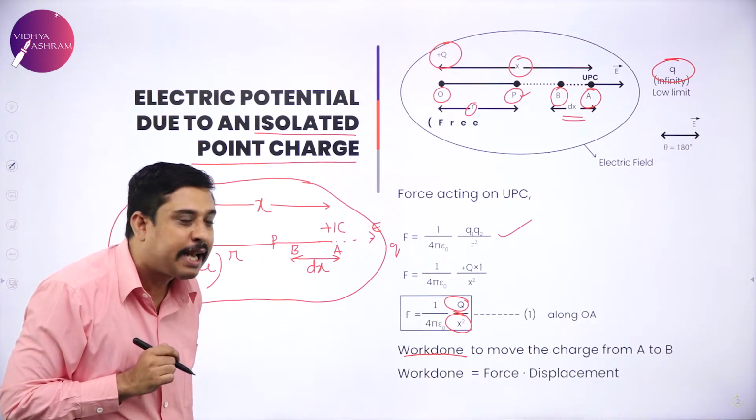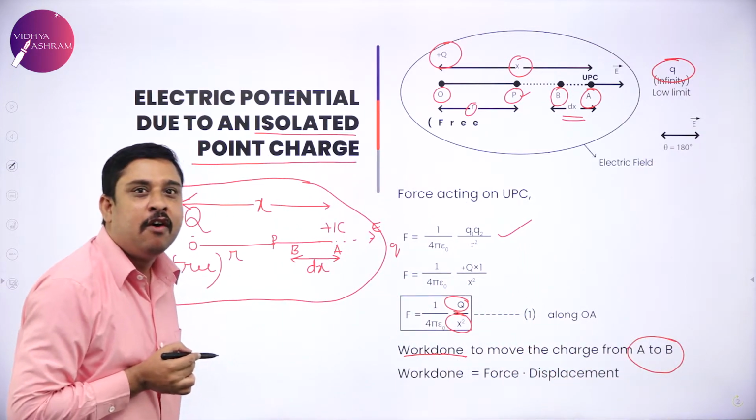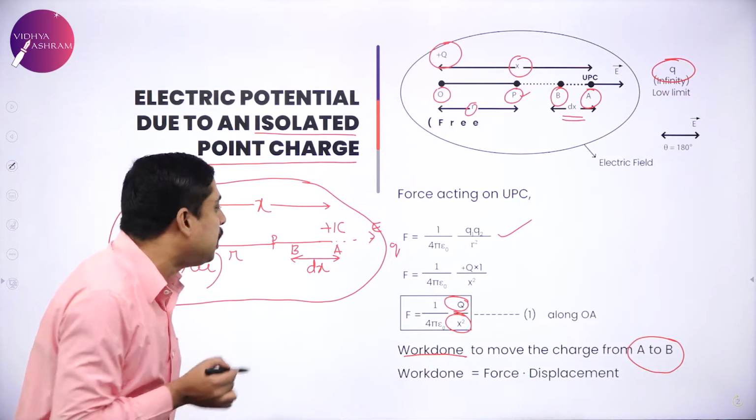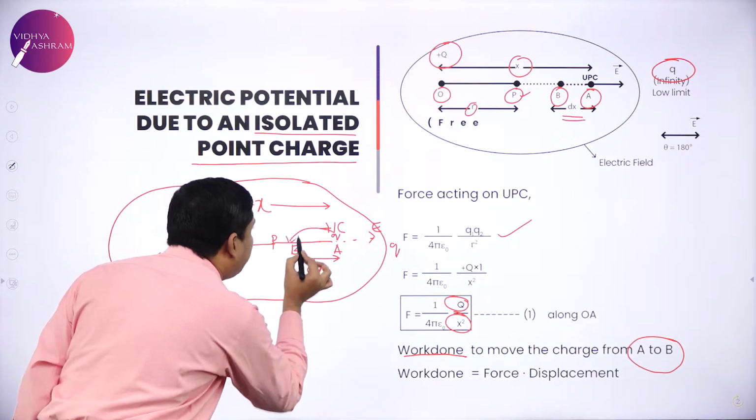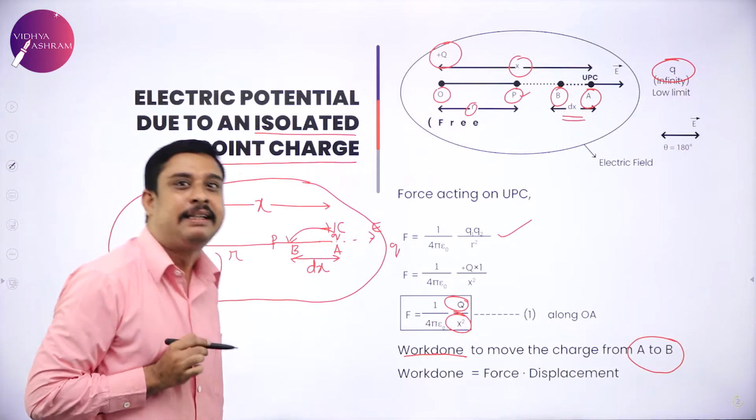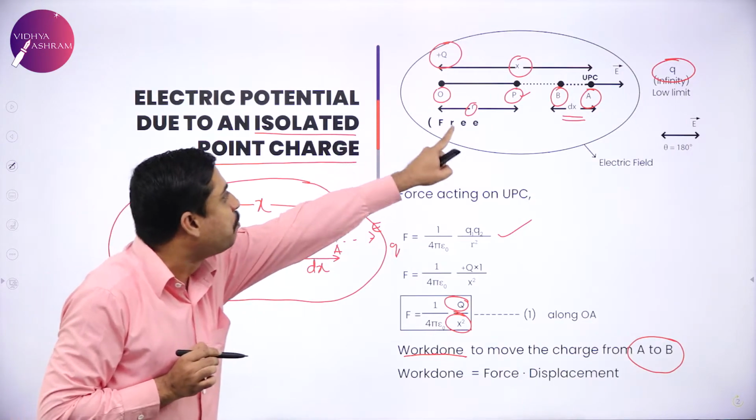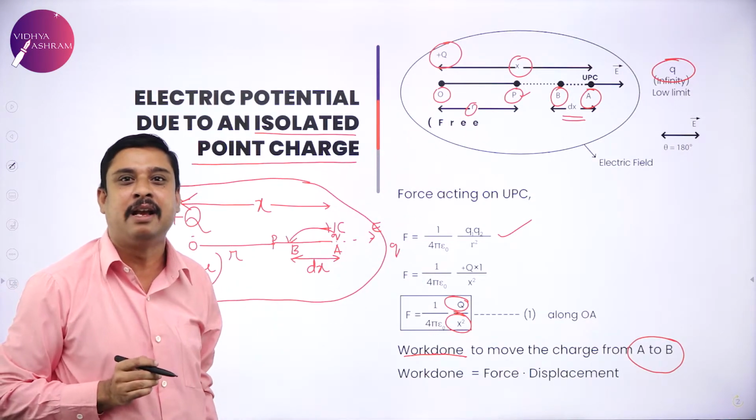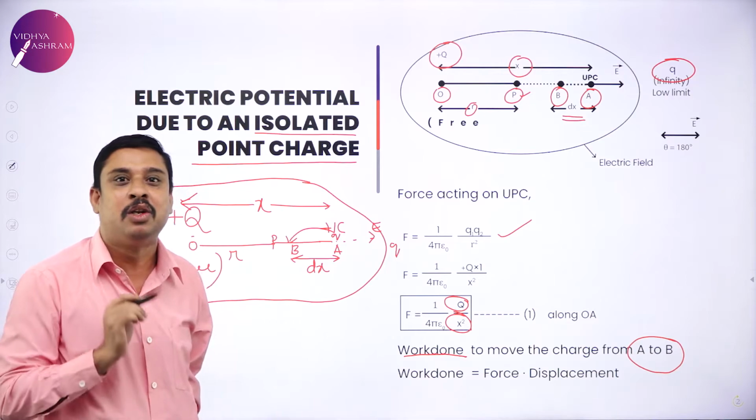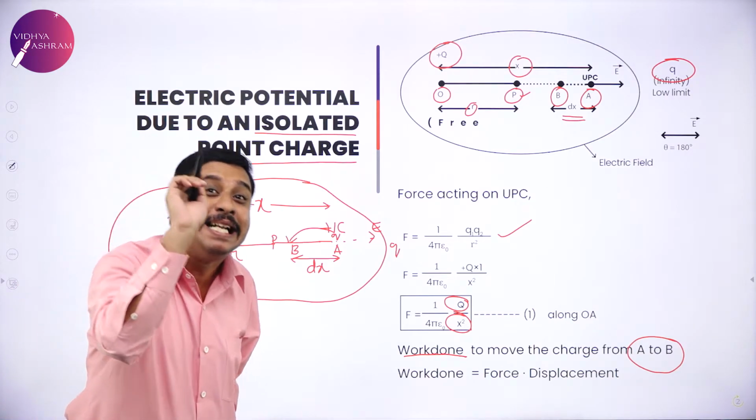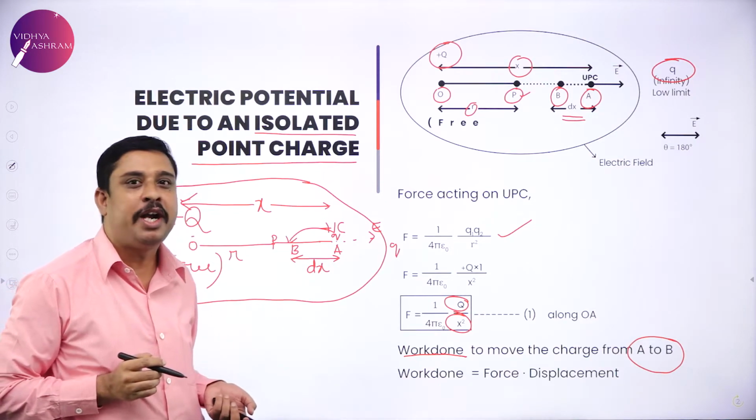Now the first part of what I am calculating is to move the charge from the point A to the point B. Now the charge is at A, I have to calculate the work done to move the charge from this point A to the point B. In other words, I have to calculate the work done to move or displace the charge through this distance dx. How do I do that?